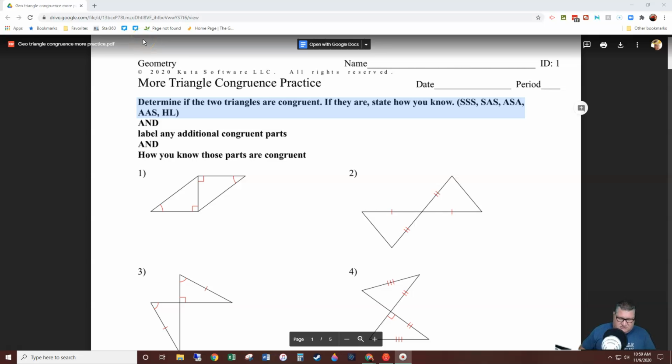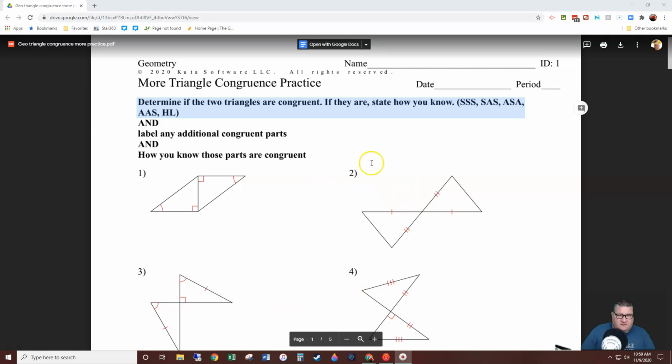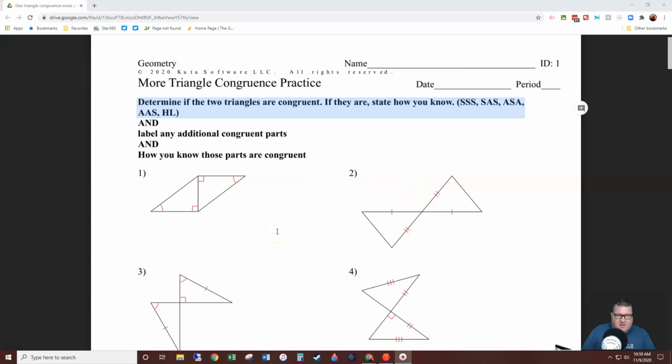Okay, ladies and gentlemen, let's talk about triangle congruence. The thing about triangle congruence is that we're going to use side, side, side, side, angle, side, angle, angle, side, angle, angle, angle, angle, side, and HL to determine if all these triangles down here are actually congruent. Now, here's the thing about it. We can only use those five rules.